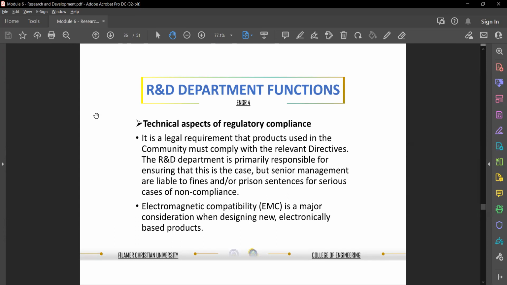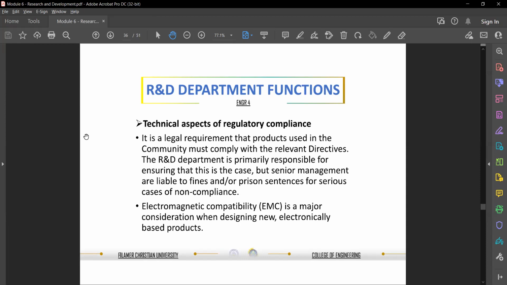So technical aspects of regulatory compliance. Ayan, ito na yung sa legal na. Okay? So sa mga legal issues, like sa mga customer complaints, return and refunds, and so on. So it is a legal requirement that products used in the community must comply with the relevant directives. So meron tayong FCC, NTC, ayan. So the R&D department is primarily responsible for ensuring that this is the case, but senior management are liable to fines and or prison sentences for serious cases of non-compliance.